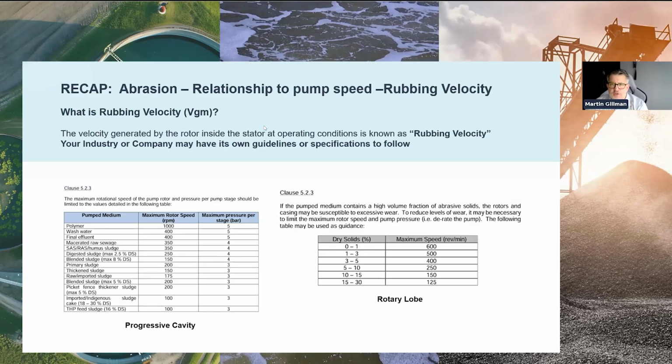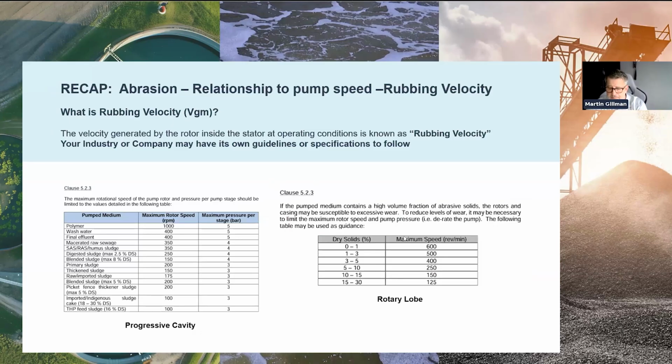And I don't need to go through this slide because I covered it when I talked about rubbing velocity or VGM. That's the basis of these things. And I wanted to show you two things on this slide. Number one, it doesn't matter which set of standards you're looking at, particularly WIMES in this case. It's the same clause. You've got the progressive cavity WIMES here and the rotary lobe, but in both cases it's 5.2.3. That's what you're looking for. That's going to give you the guidance on speed and pressure stage.